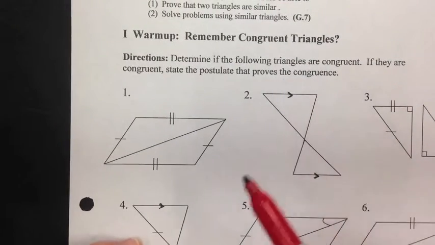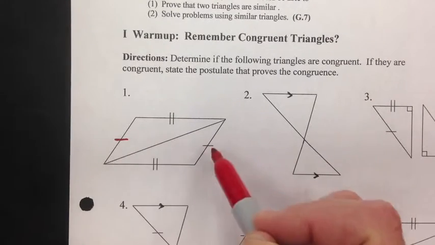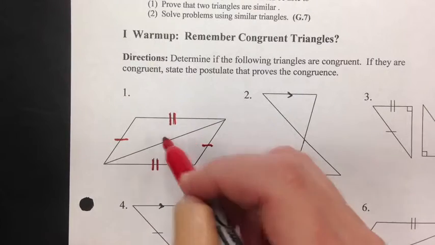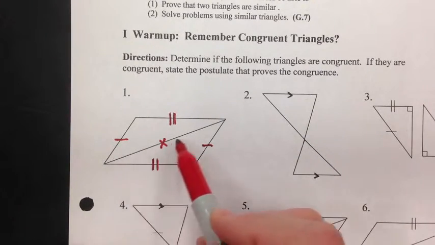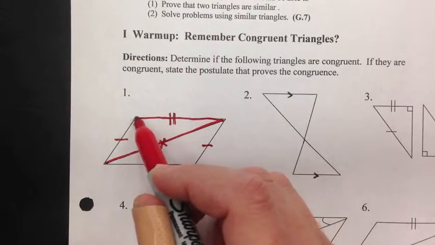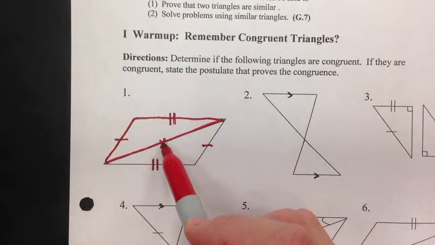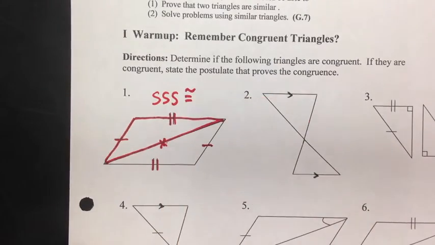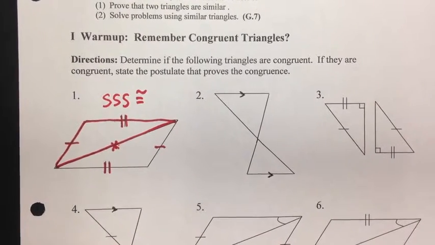Now for congruence, you need to know 3 things. In number 1, we have 1 set of congruent sides, 2 sets of congruent sides, and we have this common side in the middle. This side is congruent to itself. We call that the reflexive property. If I look at the top triangle, we have 1, 2, 3 sides congruent. So this is an example of side, side, side. They have to be congruent because of that postulate.